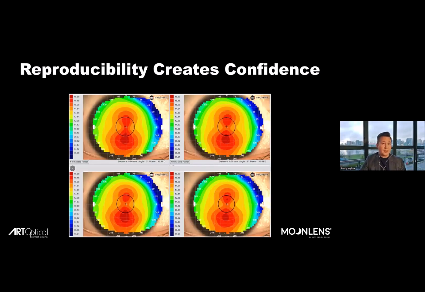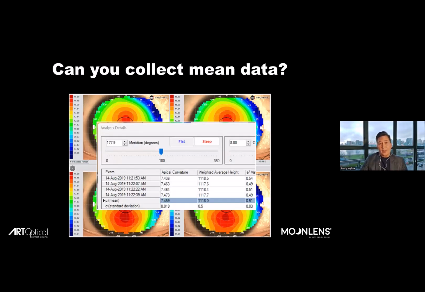What we want to see is something that looks like this, where we have one eye imaged and we can see 4 duplicate images in each capture. And that gives us much more confidence that we have the correct interpretation of this patient's eye shape and therefore an accurate understanding of the eye so we can build an accurate Moon lens. Now, some topographers allow you to merge multiple maps together and take a mean. That is probably the best way to go.